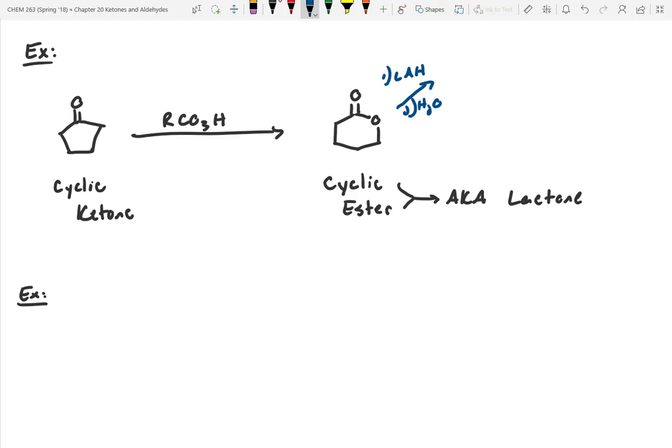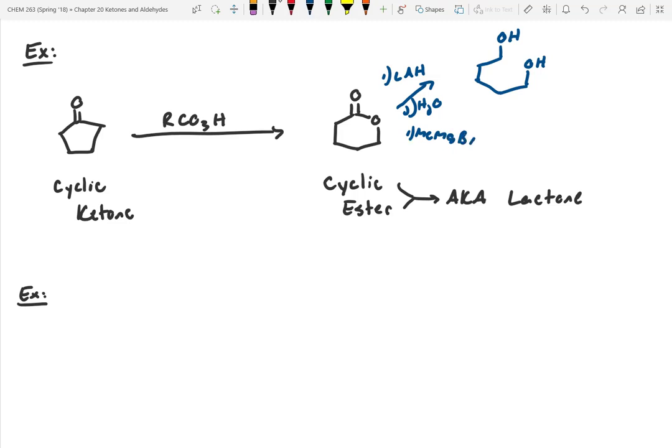So if you reduce this, what you're going to get out is going to be an alcohol up here. And then down here, everything's going to stay put, and you're going to get an alcohol like that. So you can actually ring open this into a diol now, right? It's kind of neat. Alternatively, what you could do is treat this with, let's say, methyl magnesium bromide.